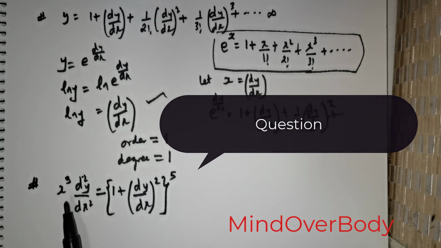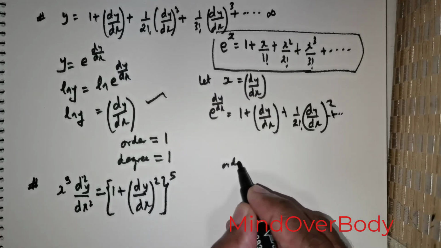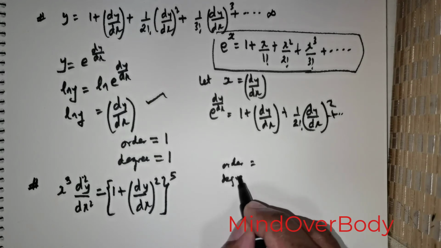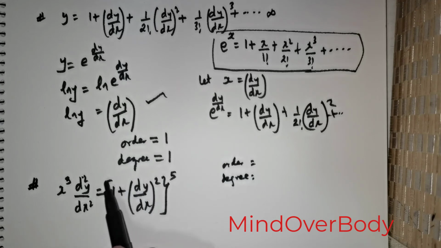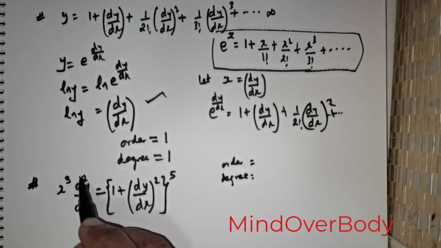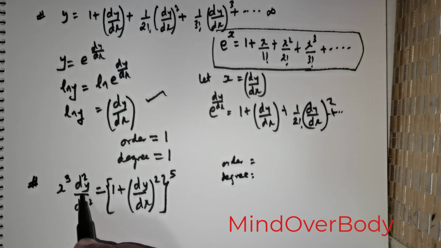Students, we are given this question. We are expected to find the order and the degree. Now this question can be very tricky, because we got the entire component b raised to the power of 5, and on the left hand side we got x cubed times d squared y over dx squared. Now if you observe this, it is exactly in polynomial form, and it is imperative to observe that the differential operator is not inside any other function. So this is a straightforward question.